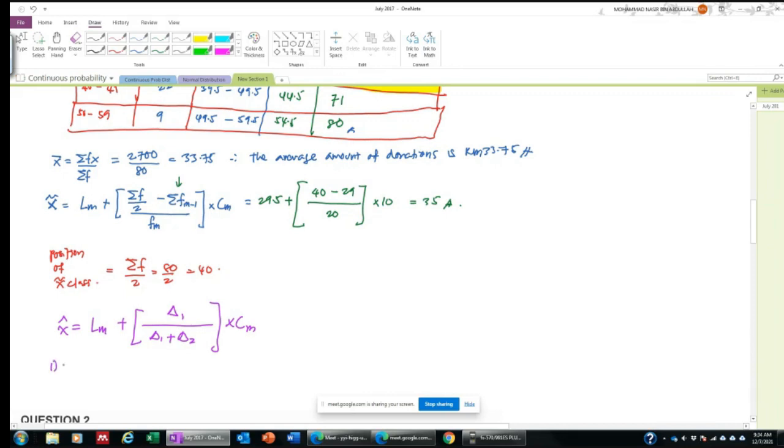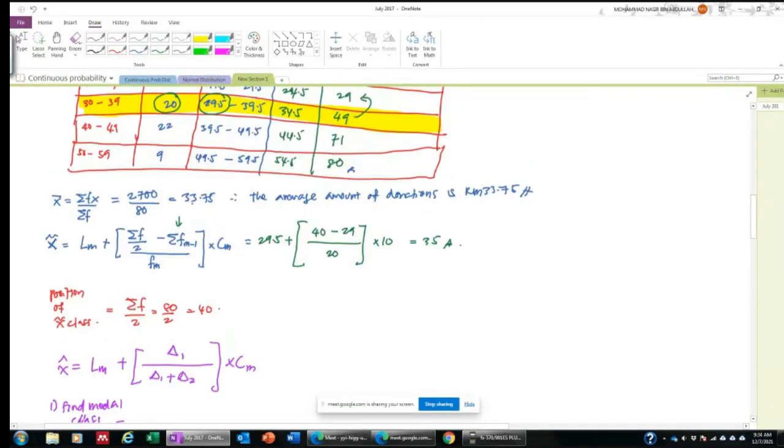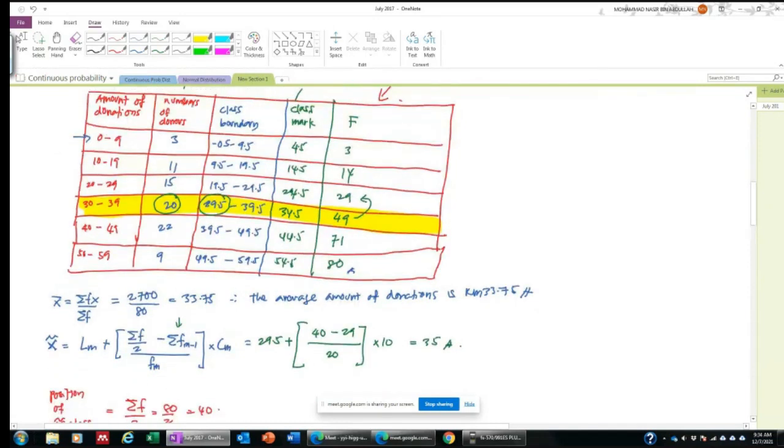So the first step is to find the modal class. So how to find a modal class? You need to look into the frequency column, then the row that has the largest frequency, which is this one. This is your modal class.